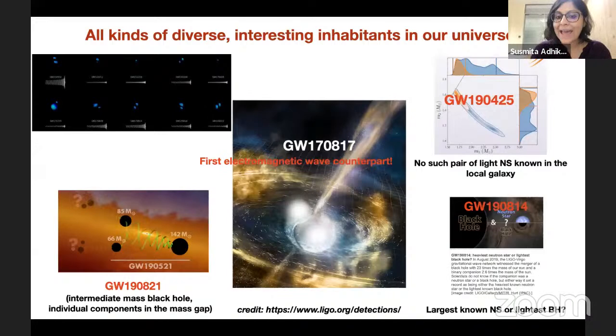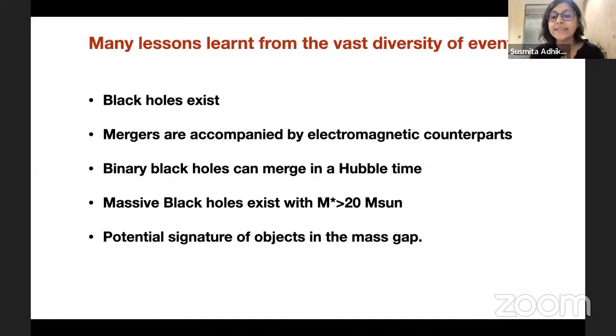And really, if we wanted to summarize among the different things that we've learned, I think even if we were to step back and take some of the basic lessons from the vast diversity of objects that we have discovered, of course, now we know, from a completely independent proof, that black holes do exist. Compact object mergers are accompanied by electromagnetic counterparts. So we saw a gravitational wave signal and a simultaneous electromagnetic signal, an event which literally shone in all of the electromagnetic spectrum. Then, of course, binary black holes can merge within a Hubble time. That massive black holes exist, and also we've known that there is a potential signature for objects that live in the mass gap.